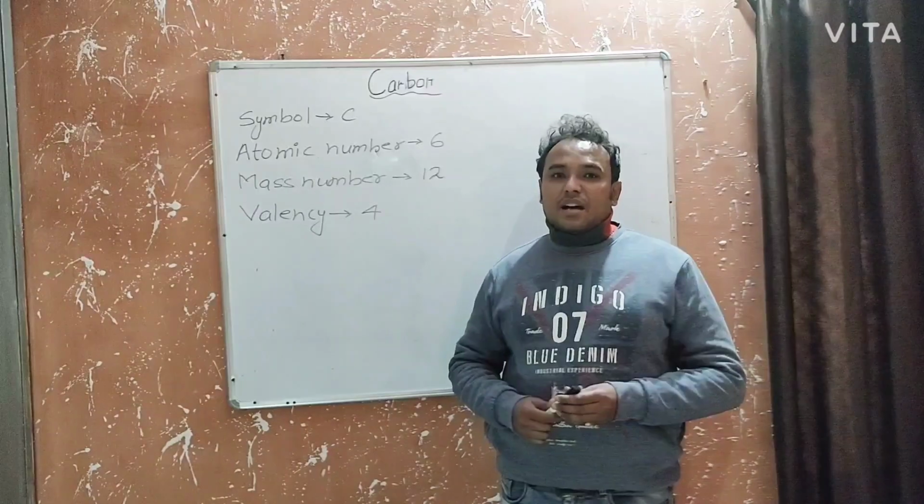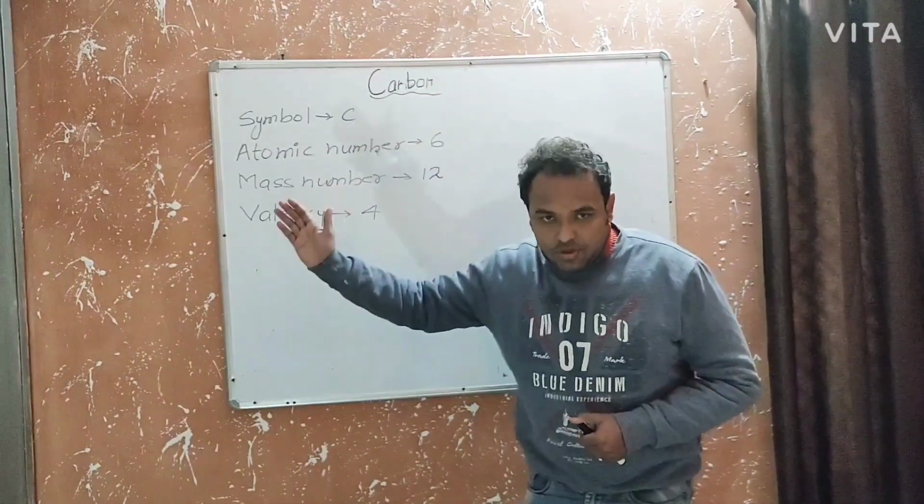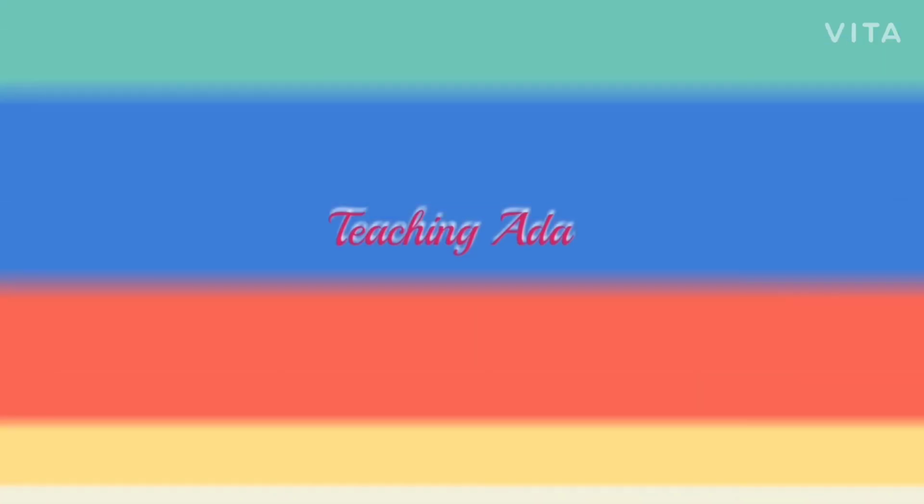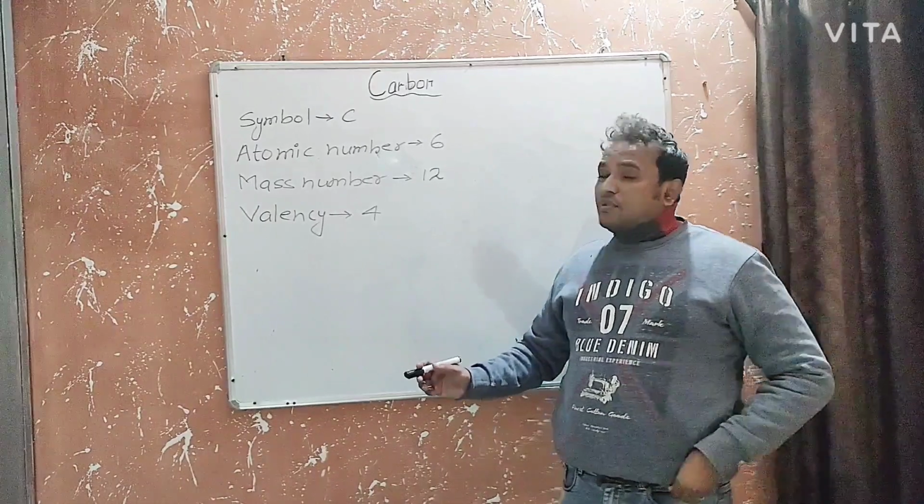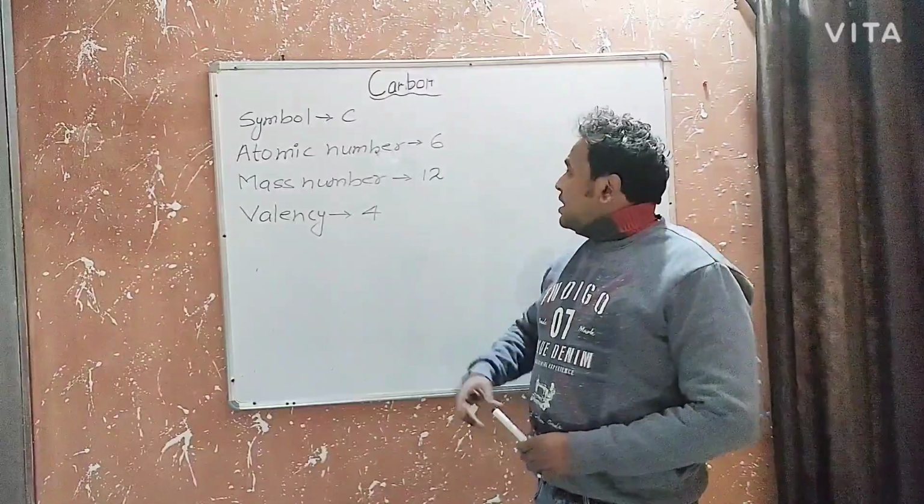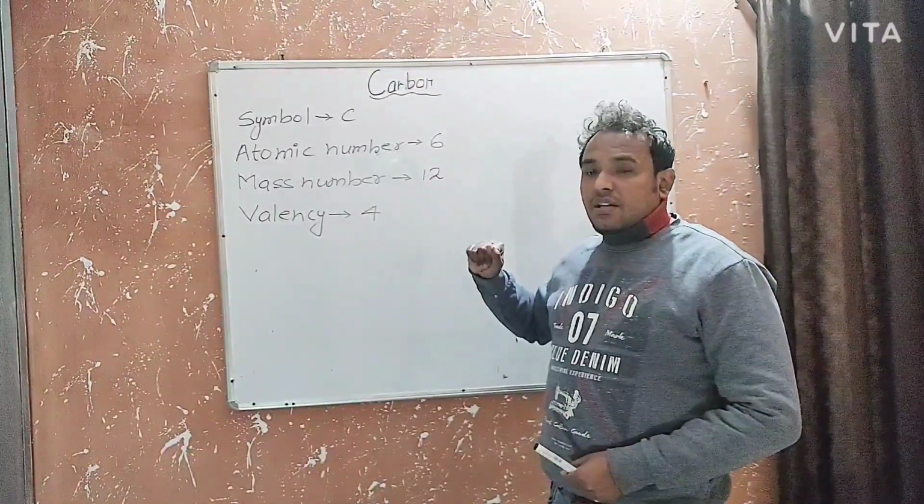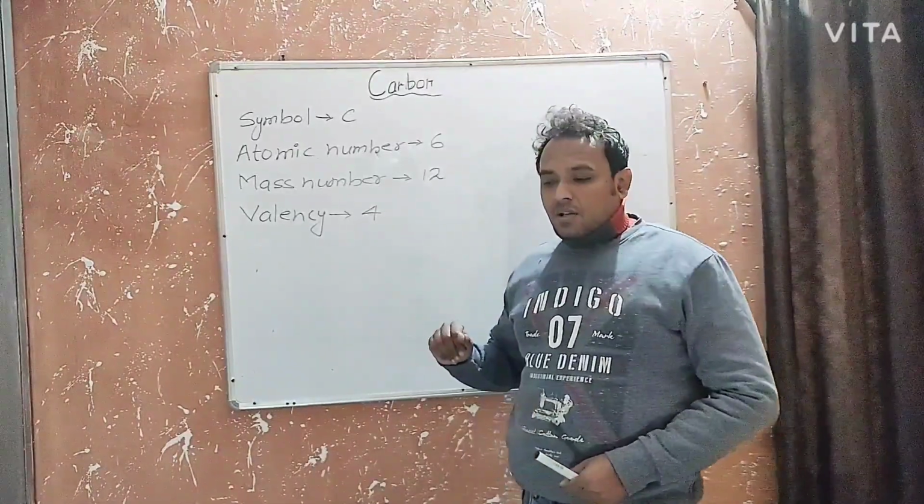So today we are starting a new chapter. The name of the chapter is Carbon and Its Compounds. Children, if you see, the symbol of carbon is C, its atomic number is 6, while its mass number is 12. Its valency is 4.